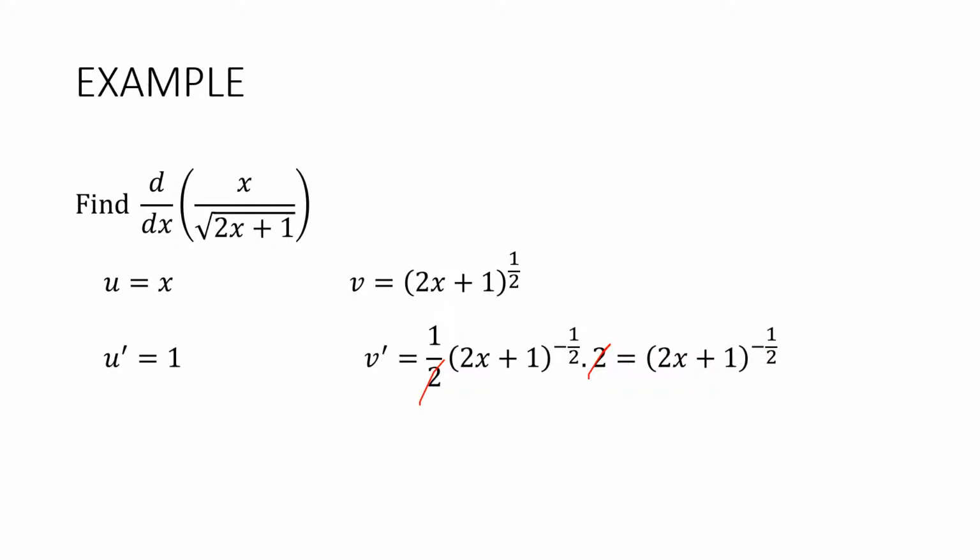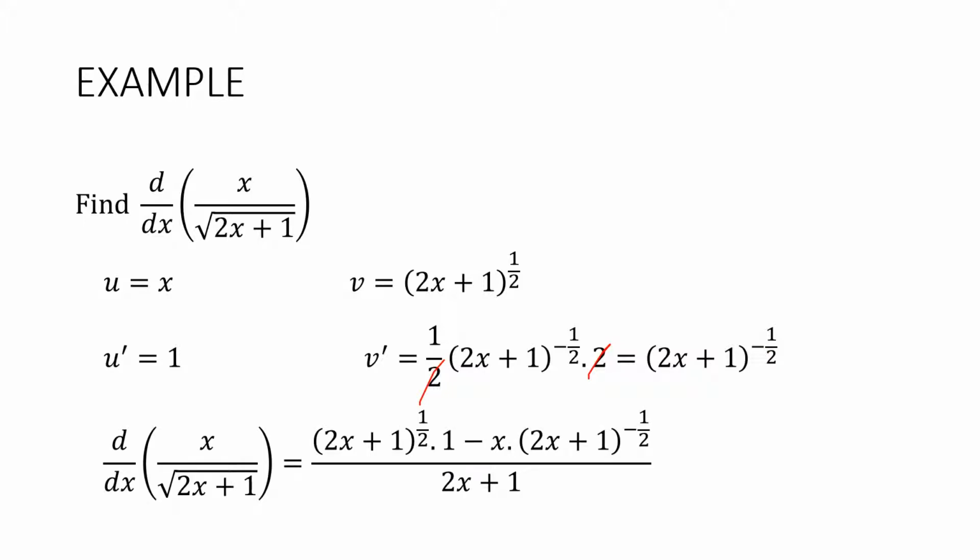Now put it in the quotient rule. So d dx of x all over the square root of 2x plus 1 is equal to v, that's there, times du dx minus u multiplied by dv dx, all over the denominator squared, which of course will cancel out that square root there. So 2x plus 1 on the bottom.